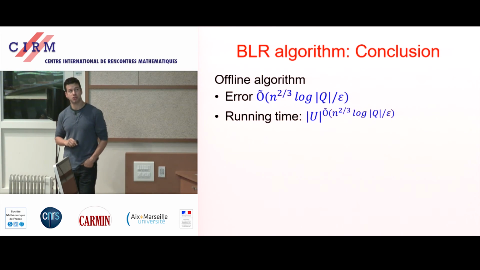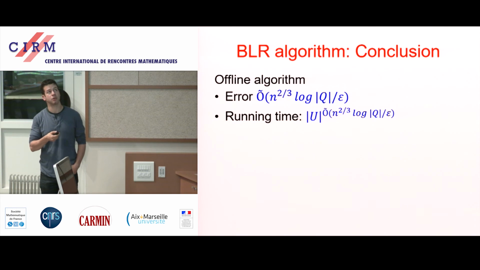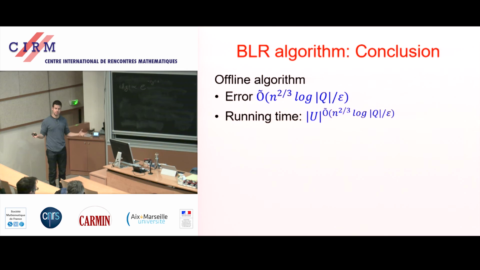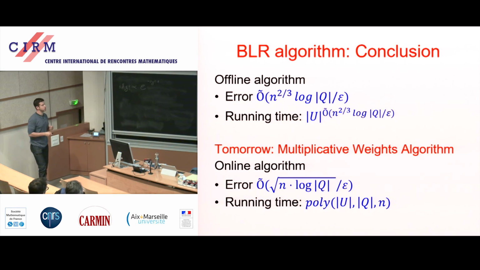So that's the algorithm I showed you. It was an offline algorithm, so I needed to know the query set. I needed to know all the queries. Then I cooked up this distribution by brute force. So it's an offline algorithm, but it did get interesting error even for huge families of queries. It had a catch in the running time.